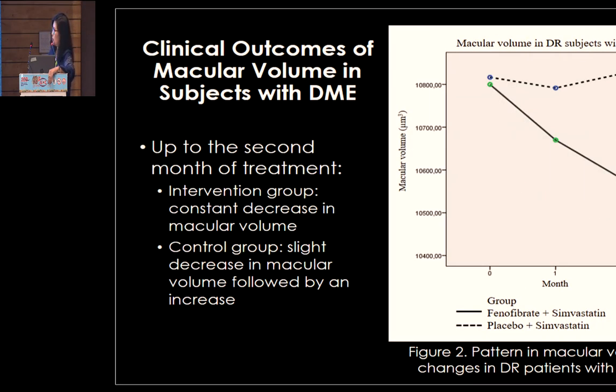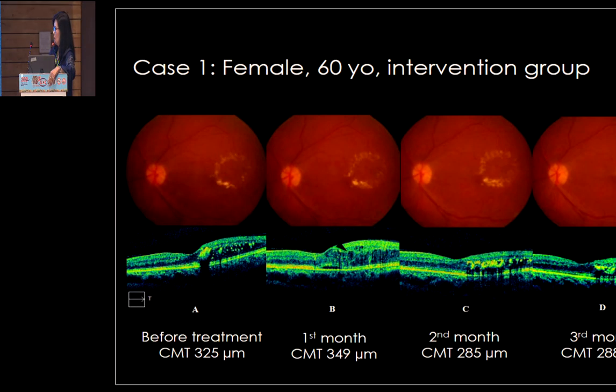And in terms of the macular volume, we can observe until the second month, because the third month had an uneven distribution. So we see that there's a constant lowering of the macular volume, whereas in the control group there is a slight decrease of macular volume.